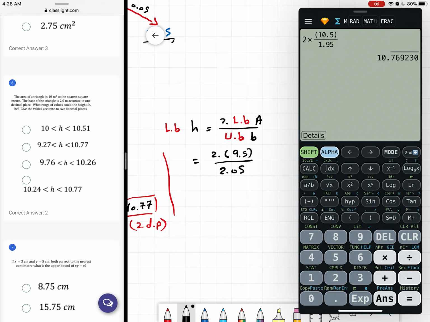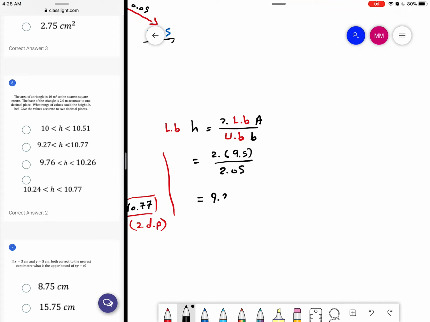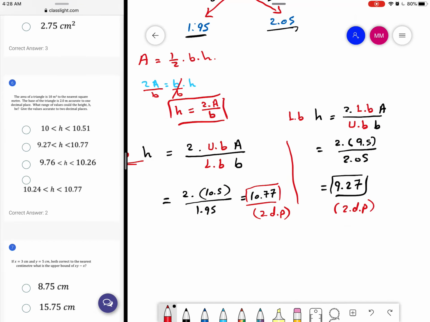Let's divide. 2 multiplied by 9.5 divided by 2.05, you will get 9.26, rounded, it will be 9.27. So here I can say it's 9.27, and this one is rounded to 2 decimal places. So from this I can see that h is between 9.27, this is the lower bound, and 10.77, this is the upper bound. Okay, so that's the second one.